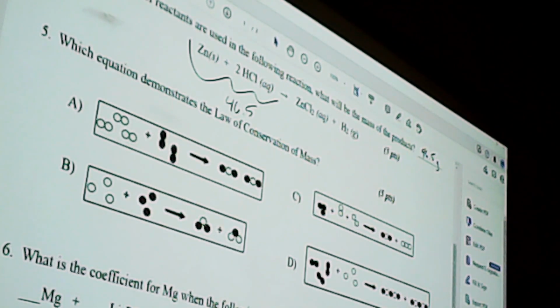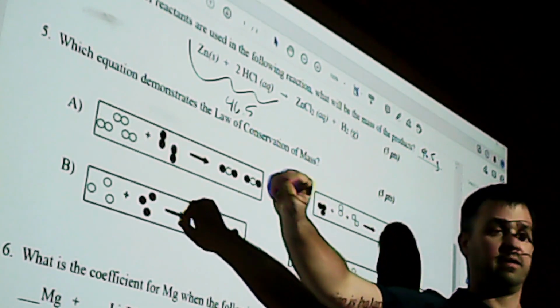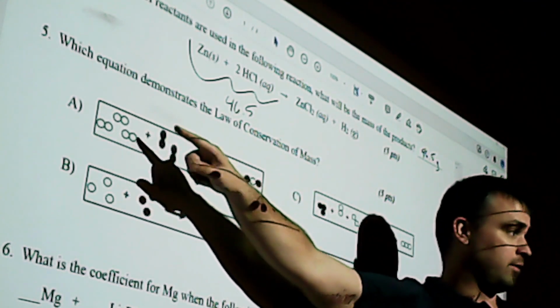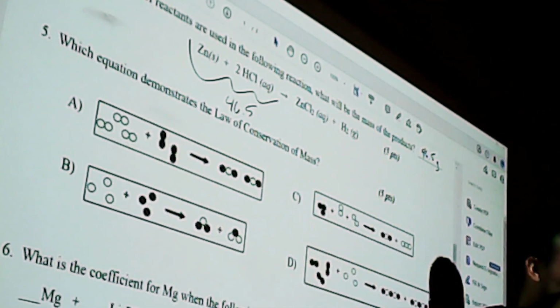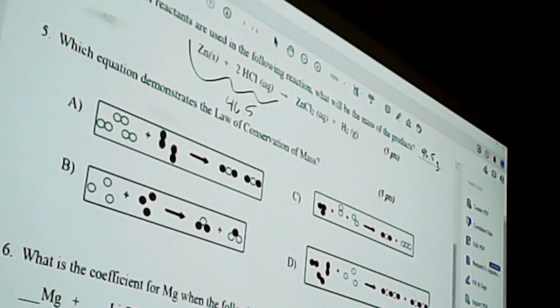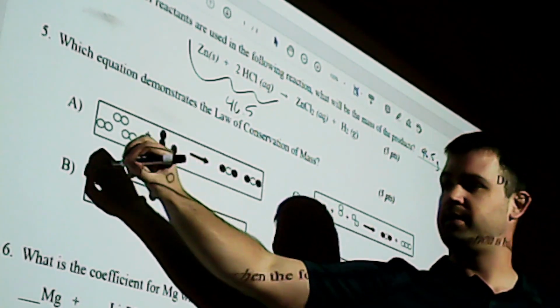So with these, we can get as simple as 2 different types of circles, or as complicated as 3 different types of circles, 3 squares, 3 triangles, all different shades. It doesn't matter how complicated it gets. What you're looking for is the same amount of that shape on the left side as the right side, and the same amount of that on both sides. Okay? And so B is the one that does that.